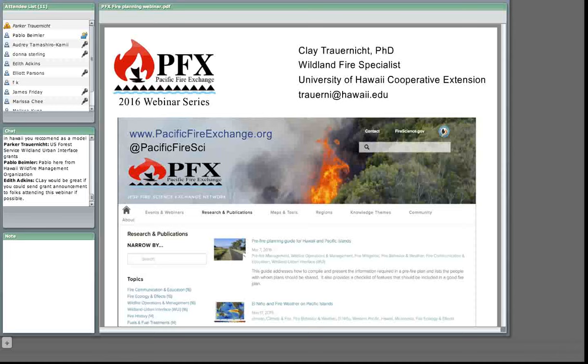So for anyone else who's interested in these WUI grants, they haven't announced them yet, but I think they will be due in around June, and I'm working with DOFAW, the Division of Forestry and Wildlife, here to increase the number of applications that we have. In the state, we're allowed to submit 10 each year, and we fall far short of that each year. And so part of the effort to demonstrate to the federal government that we have a fire issue here is going to be increasing the number of applications we put in. So if anyone else is interested, let me know.